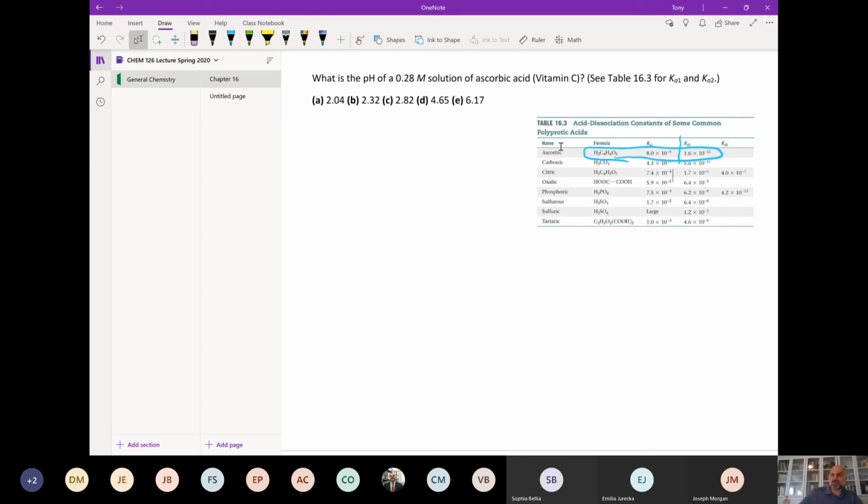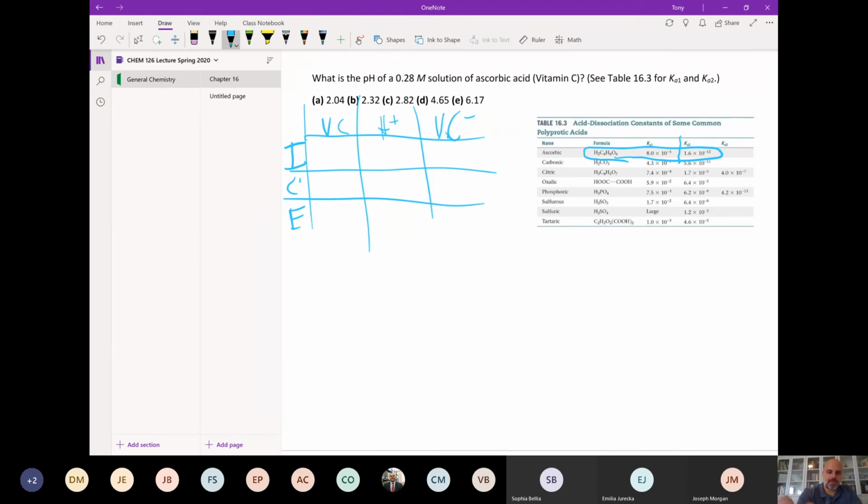Anyway, all right, let's work through this problem. So you set up your ice table. You have your, call it vitamin C, then you have your H+, and you have your vitamin C anion. Set up the ice table, simply plugging in 0.28, 0, 0, minus x, plus x.